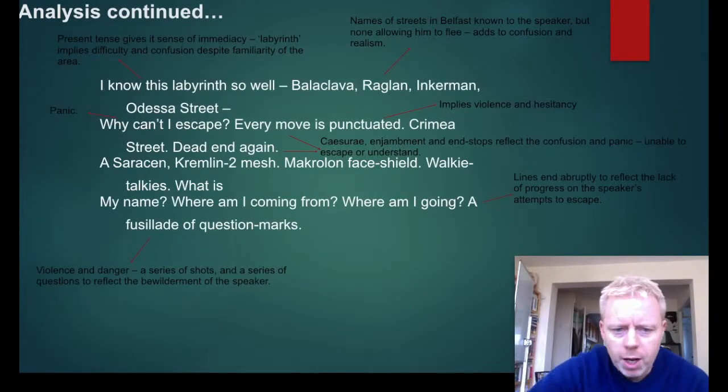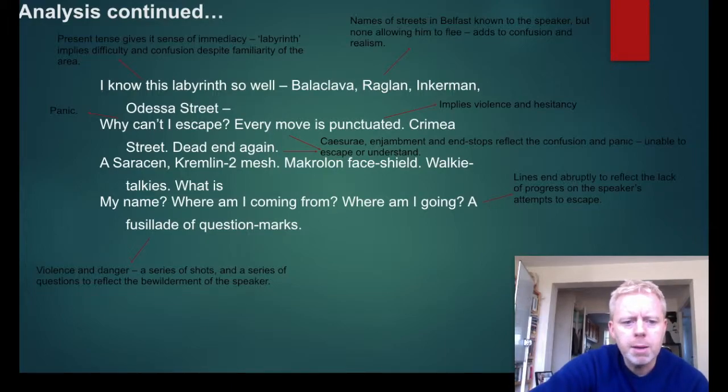Right. I know this labyrinth so well. Balaclava, Raglan, Inkerman, Odessa Street. So the present tense, now we've moved to, gives it a sense of immediacy. It's happening right now. The labyrinth implies difficulty and confusion despite the familiarity of the area. Names of streets in Belfast known to the speaker, but none allowing him to flee, adds to the confusion and the realism in the aftermath of this bomb explosion.